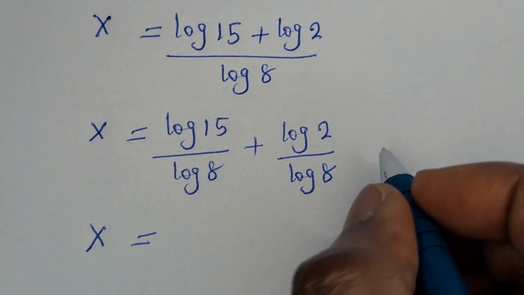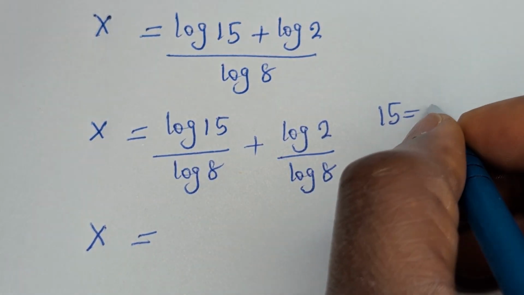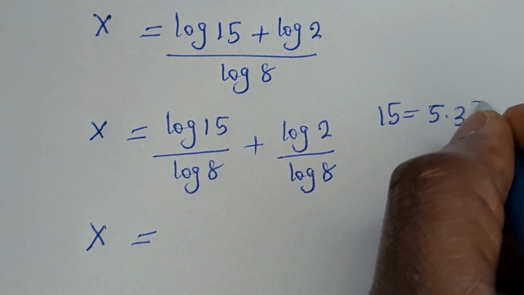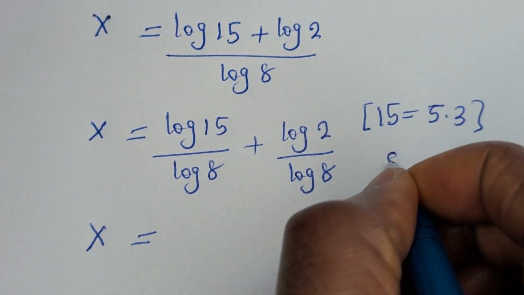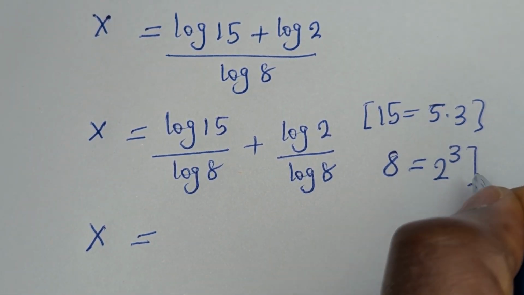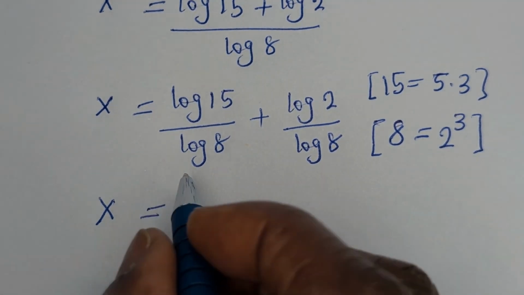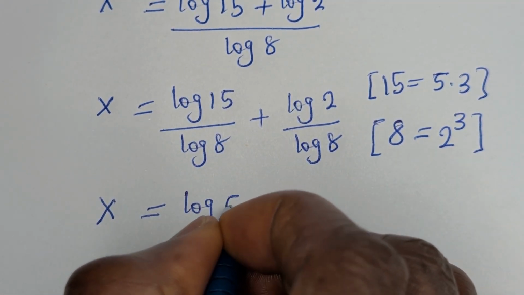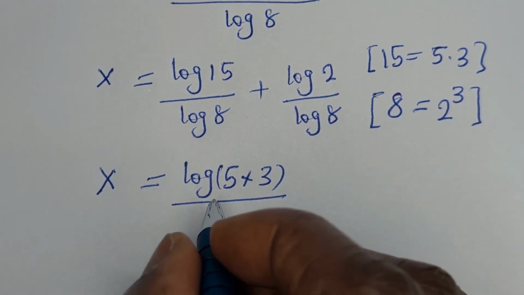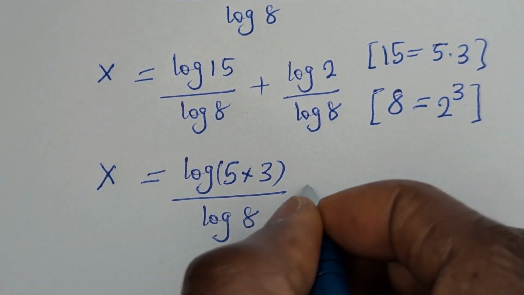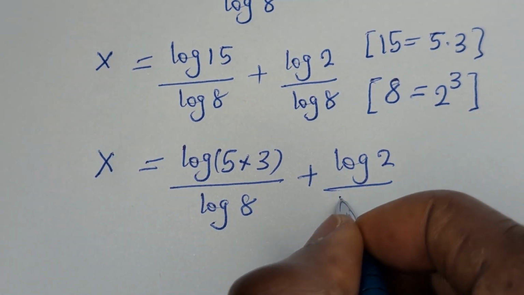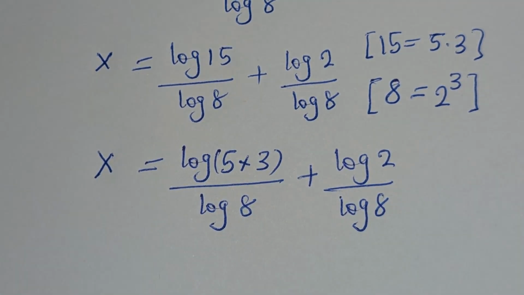S is equal to... 15 is equal to 5 multiplied by 3. Then 8 is equal to 2 raised to power 3. Then we have log 5 multiplied by 3 divided by log 8 plus log 2 divided by log 8.